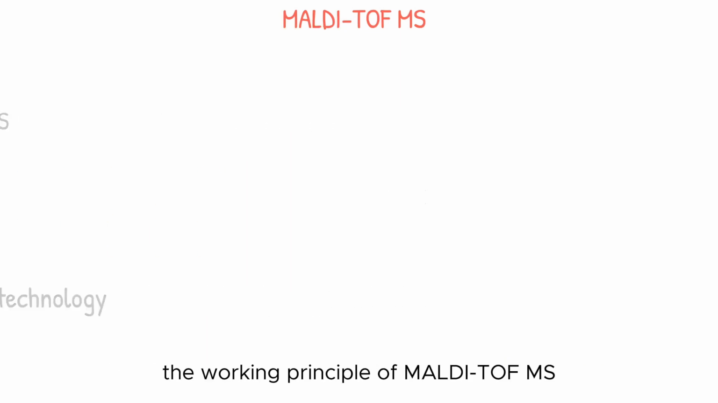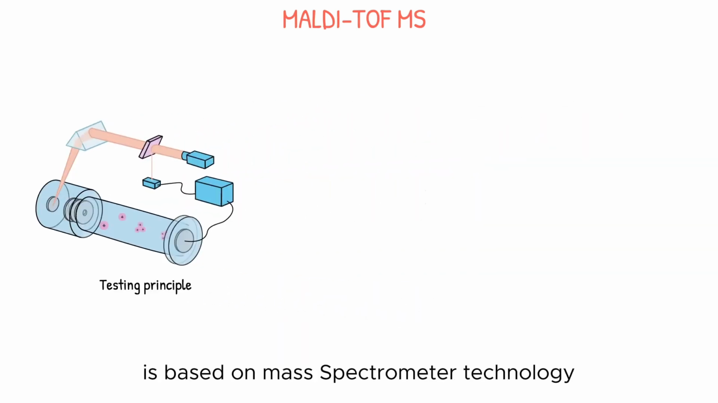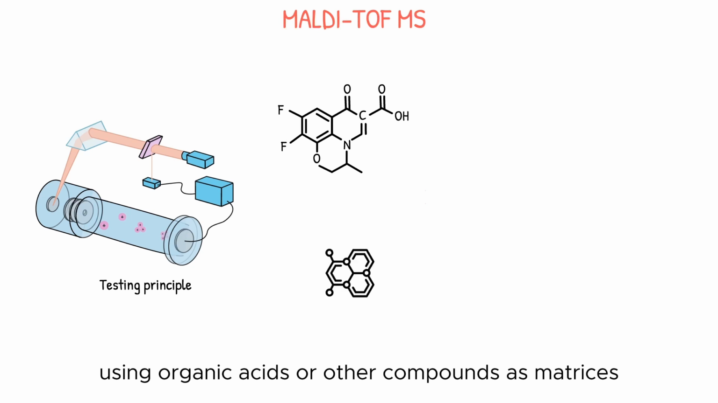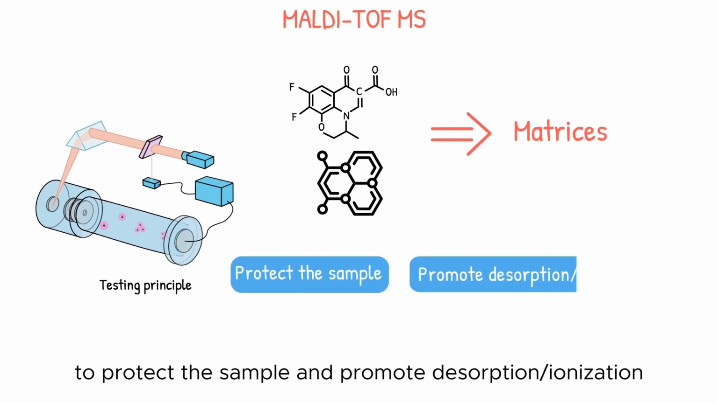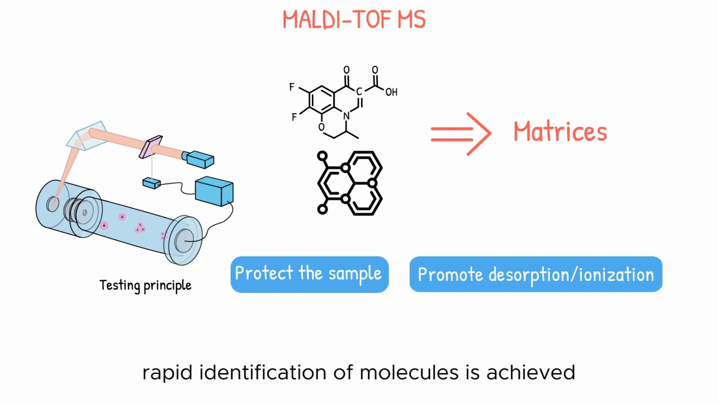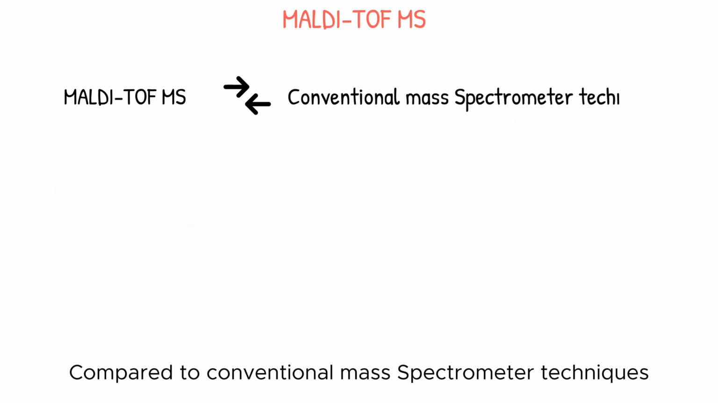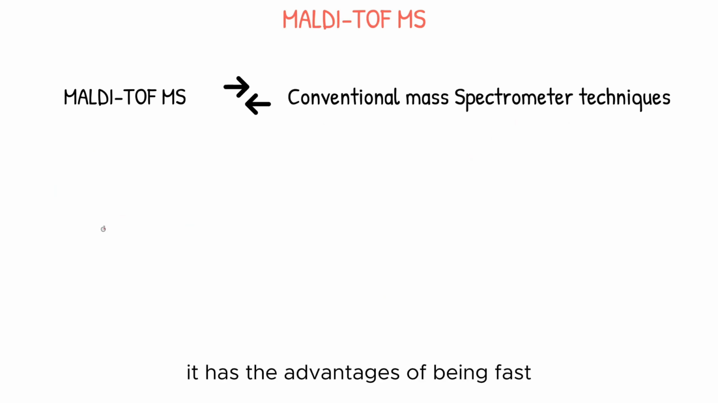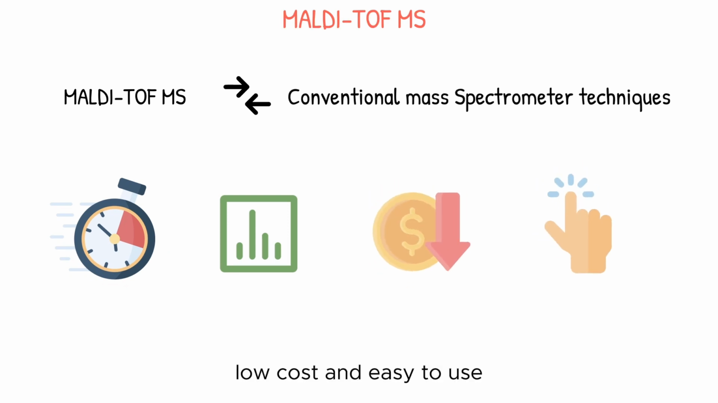That's right, the working principle of MALDI-TOF MS is based on mass spectrometer technology, using organic acids or other compounds as matrices to protect the sample and promote desorption or ionization during laser irradiation. Combined with TOF mass spectrometer analysis of ion flight time, rapid identification of molecules is achieved. Compared to conventional mass spectrometer techniques, it has the advantages of being fast, highly sensitive, low cost, and easy to use.